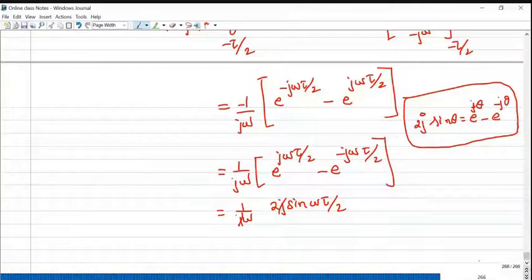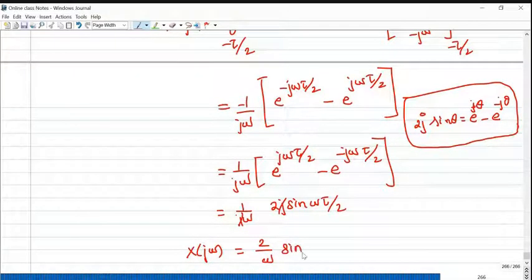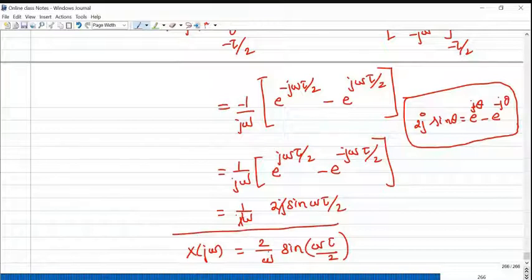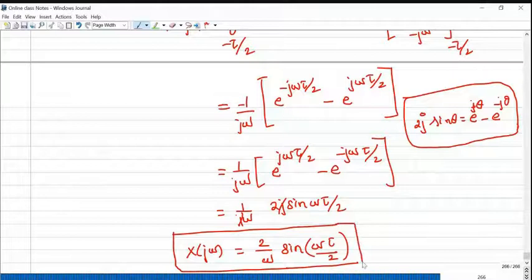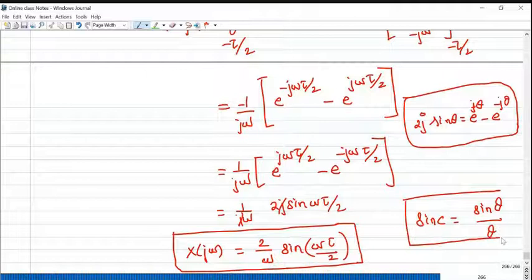So X of j omega result: 2 by omega sin omega tau by 2. Or further, this particular equation can be represented by the sinc function. What is the sinc function? Sin theta by theta. The normalized sinc function is sin pi theta by theta. Sinc function equal to sin theta by theta.